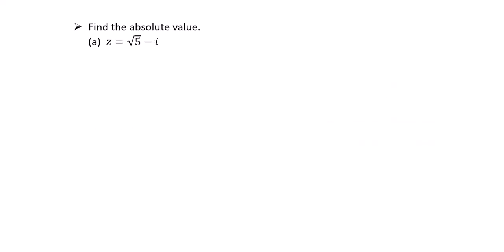Find the absolute value. Here, z equals the square root of 5 minus i. So the absolute value of z is equal to the square root of the square root of 5 squared plus negative 1 squared, negative 1 being the coefficient of i. Now we simplify from here. This would be 5 plus 1. So we have the absolute value equaling the square root of 6.